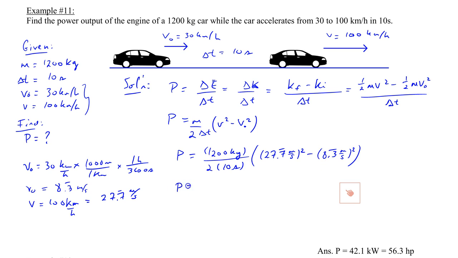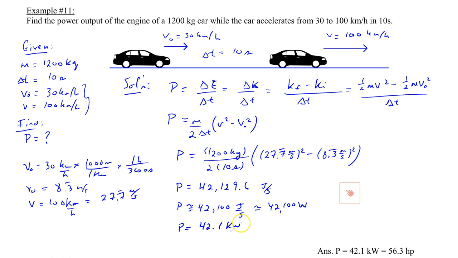And I get an answer of 42,129.6. So maybe I'll just round that off to approximately, because if you look at it, I have 2.6 or 3.6. I'm just going to round that off to 42,100 joules per second. Or you could say this is about 42,100 watts, or you could even say that is 42.1 kilowatts.